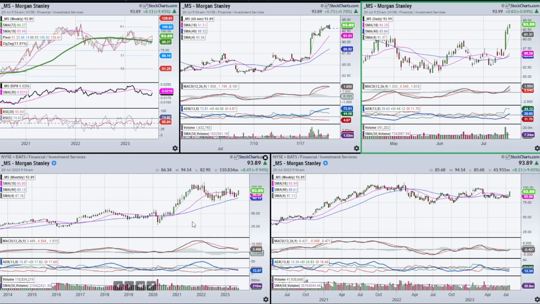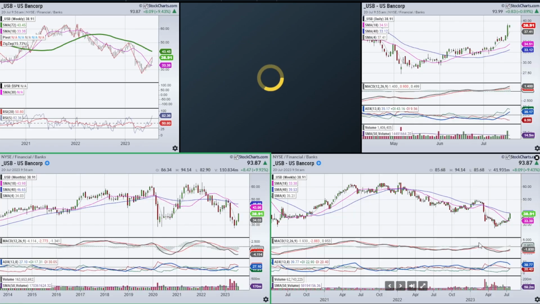And, you know, the more we see of this in the financials, I think that is a better backdrop for the market. I don't think the market typically makes really strong moves when the banks and financials are trading very, very poorly. Look at USB.